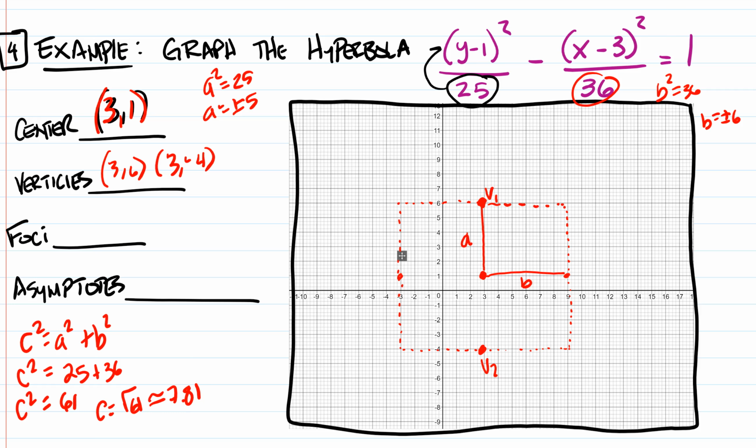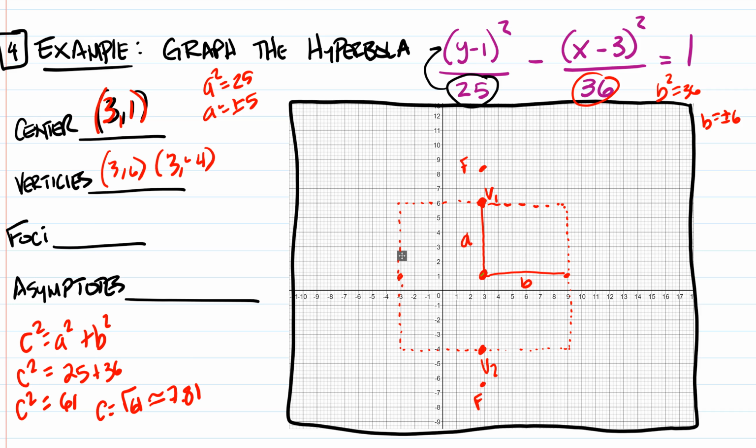So that's going to come in handy because I know one of the focal points is about 7.81 units above the center. So from my center, I count up 1, 2, 3, 4, 5, 6, 7, and then a little bit more. So that's one focal point. And then down 1, 2, 3, 4, 5, 6, 7, and then a little bit more. That's another focal point. So that's important because it's going to help me draw the picture in just a second here.